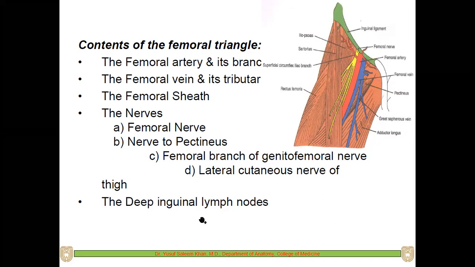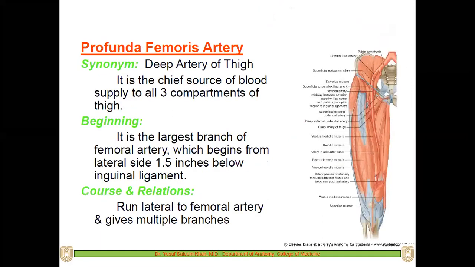Along with that, there will be very important lymph nodes called the deep inguinal group of lymph nodes. Very important deep inguinal group of lymph nodes. Okay, which will be enlarged in case of any infections of the lower limb. Okay, so these are some of the important contents of this triangle called the femoral triangle. Femoral artery, femoral vein, femoral nerve. Along with that, there are other nerves as well as the deep inguinal group of lymph nodes.